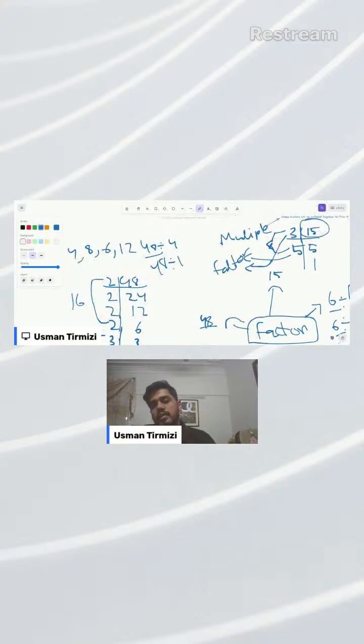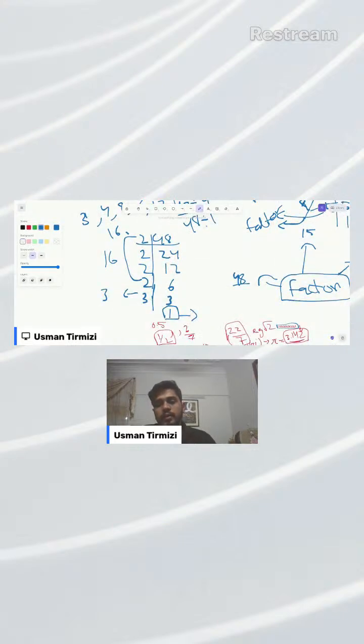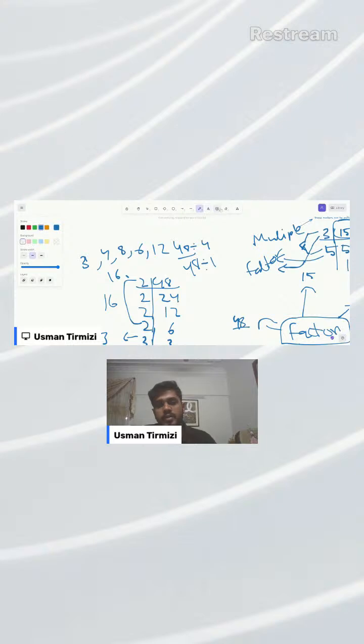And now if I take all of these together, it's going to be 2 multiplied by 2 multiplied by 2, 8. 8 multiplied by 2 is 16. So 16 multiplied by 3, right? So 16 and 3 are also factors, right?